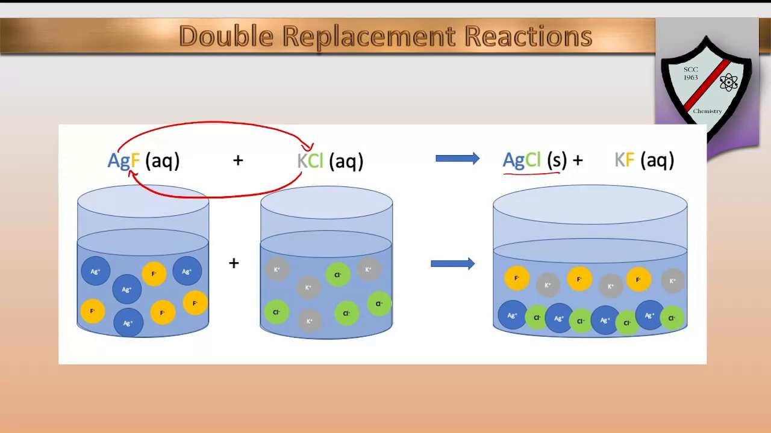So double replacement reactions happen when you pour two aqueous solutions of different ionic compounds together. The ions try to switch places and a reaction occurs if one of the products of the switch is an insoluble ionic compound.